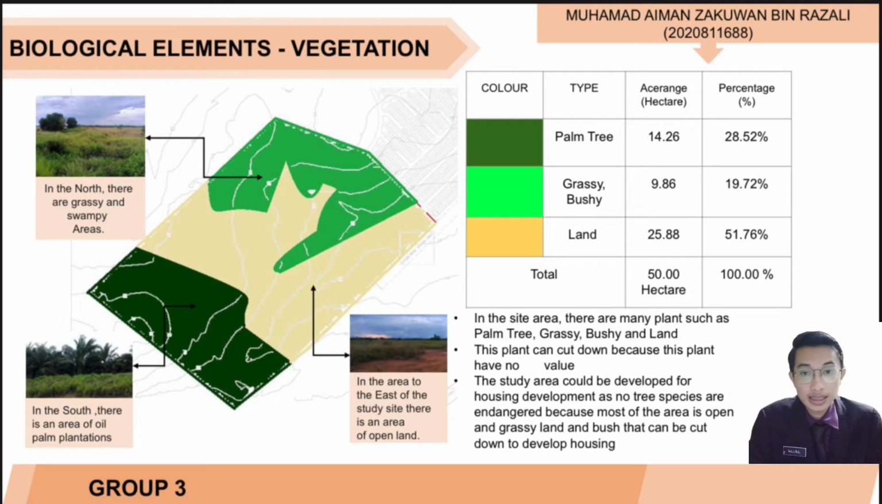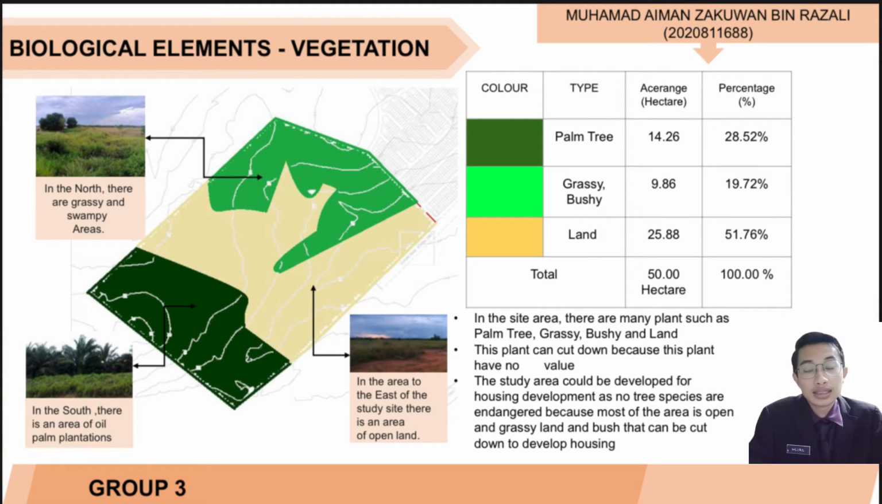The next slide I will explain about the vegetation plan. In the analysis of the site area, there are many plants such as palm trees, grass, and bushes, and these plants can be cut down because they have no value. The study area could be developed for housing developments, as no tree species are endangered because most of the area is open grassy land and bushes that can be cut down to develop housing.